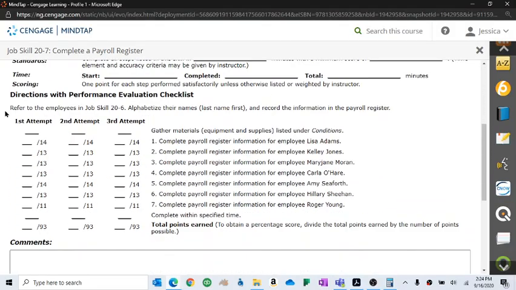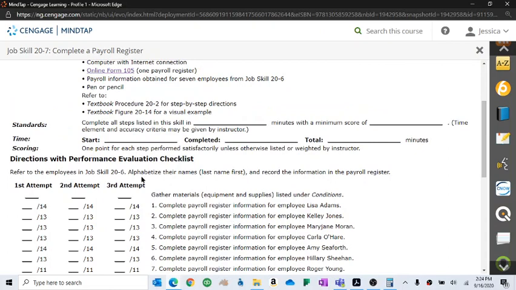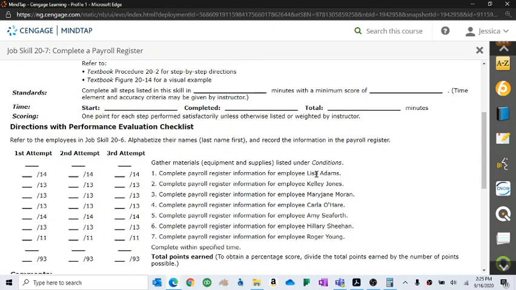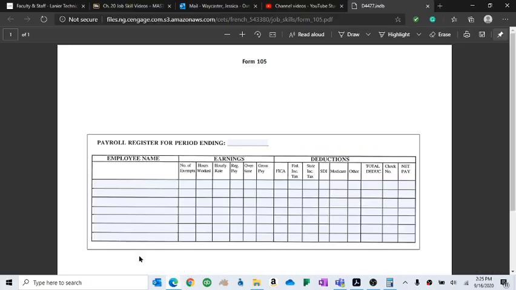The next thing you're going to need to do is reference back to your job skill 20-6, which we just finished. That is your payroll that you're going to be using. And you're going to put in ABC order their last name first and record the information in a payroll register. So for an example, ABC order, the first person on this would be Lisa Adams because we're using her last name, Adams. So when you go back over to the form, you would put in her last name first, Adams, and then comma, Lisa.